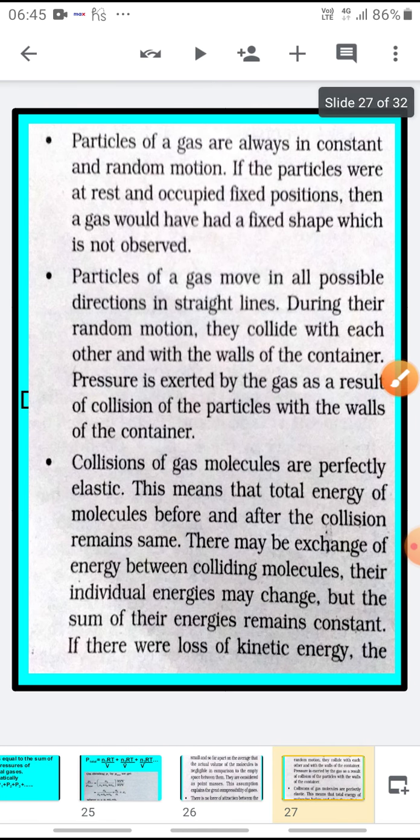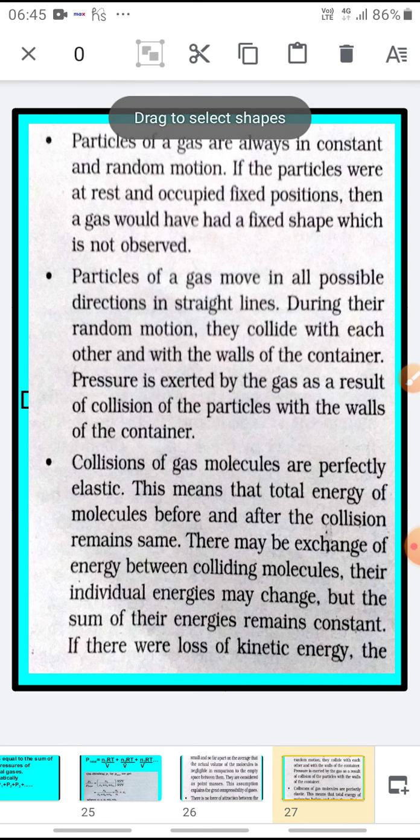Now coming to the third postulate, according to the third postulate, the particles of a gas are always in constant random motion. That means the particles of the gas are always moving here and there inside the gas. If the particles were at rest and occupied fixed positions, then the gas would have a fixed shape, which is not actually observed. You all know gases do not have a fixed shape.